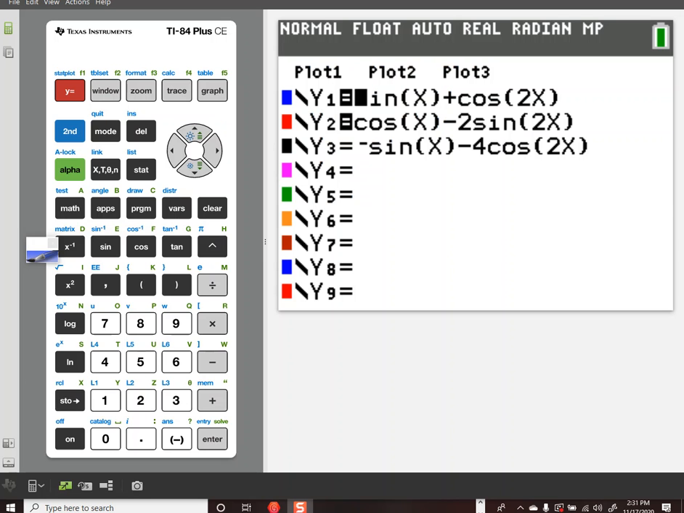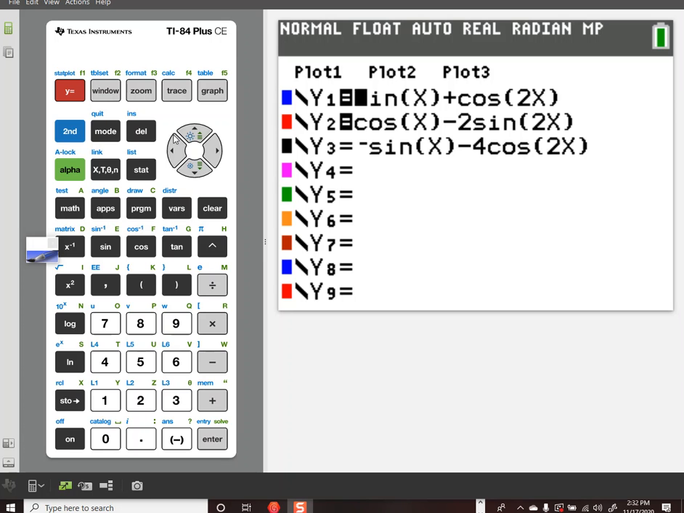And here I'm showing my graphing calculator with those three functions already typed in. So the position function was sine of t plus cosine of 2t. Now, of course, we have to use x on the graphing calculator. For the velocity function, y2, we're going to type in cosine of x minus 2 sine of 2x. And then for the acceleration, the derivative of y2, so negative sine x minus 4 cosine 2x.